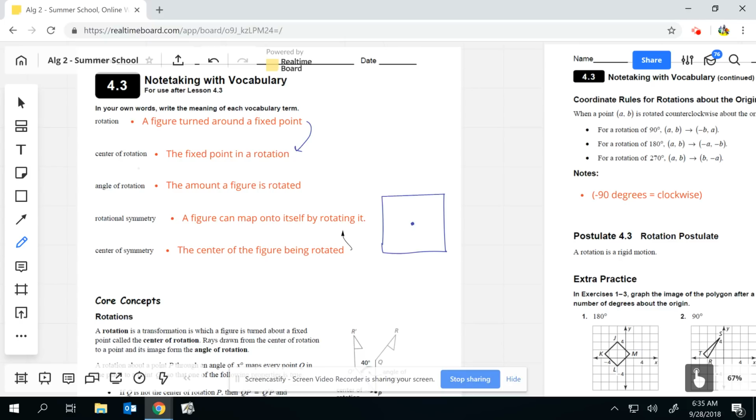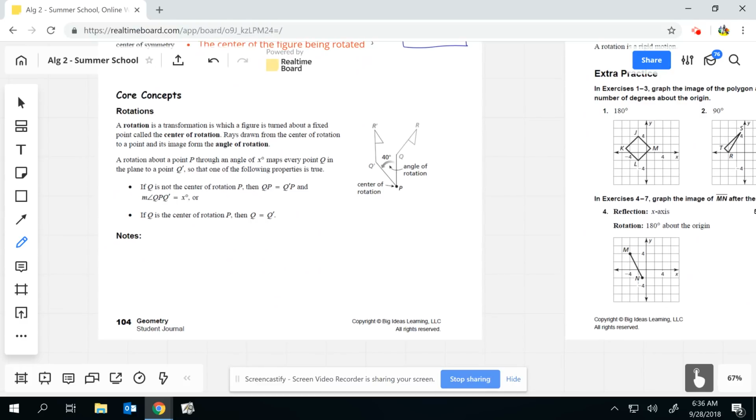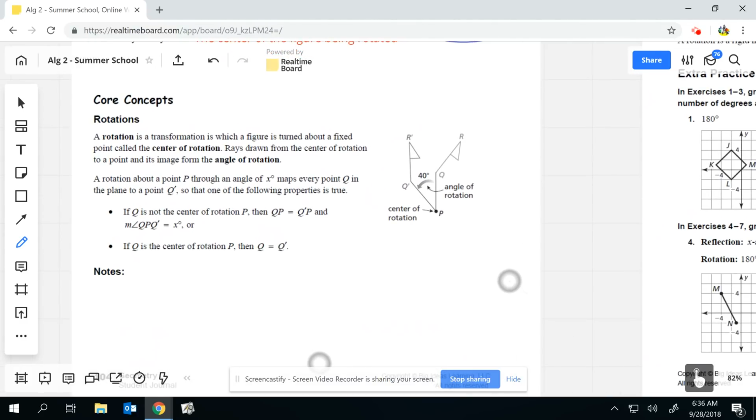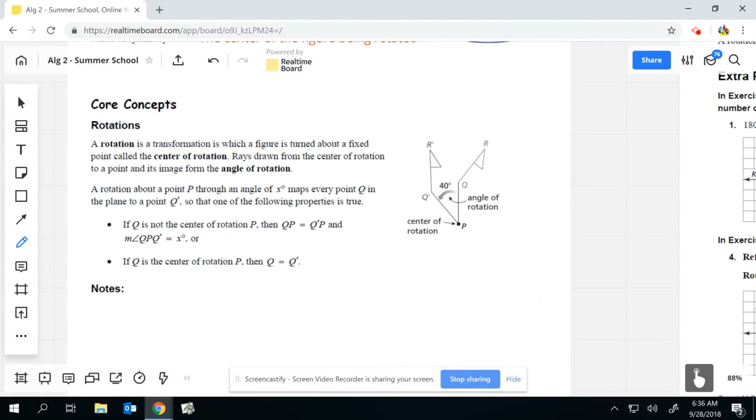So if you need to, hold on to those vocab, you could pause it now and write those down. I'm going to move on here, keep the video shorter. The core concepts, you can just see what I illustrated. The rotation is a transformation in which a figure is turned about a fixed point called the center of rotation. So that's what a rotation is.